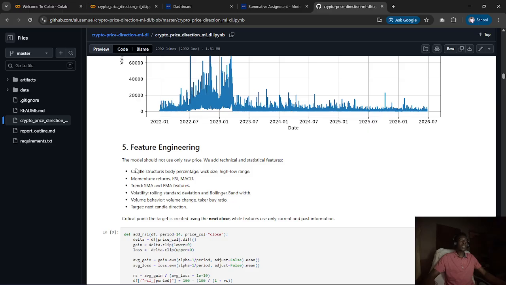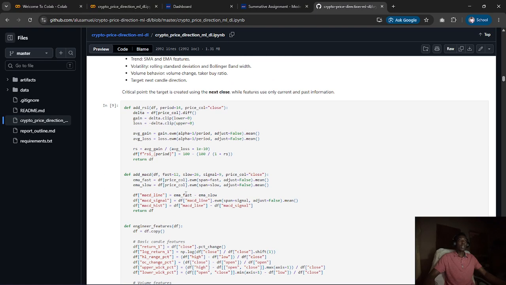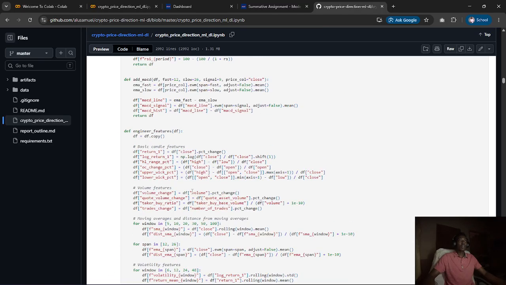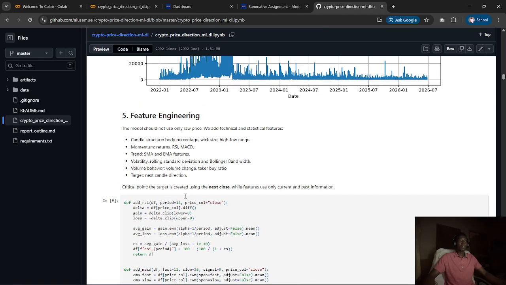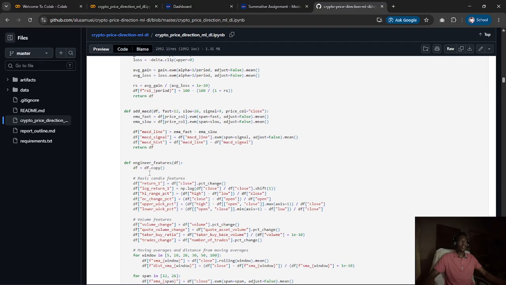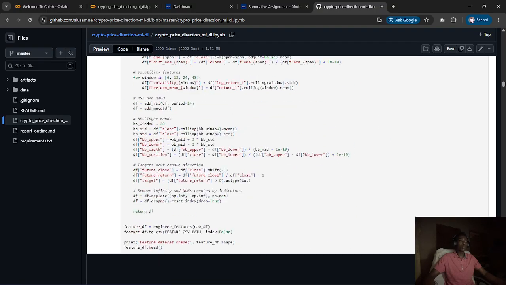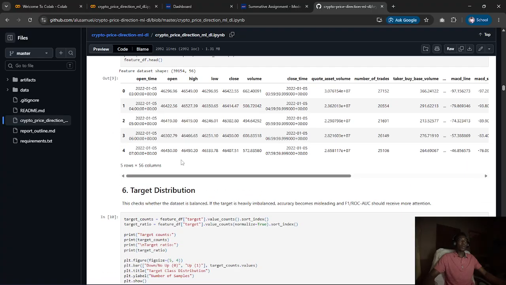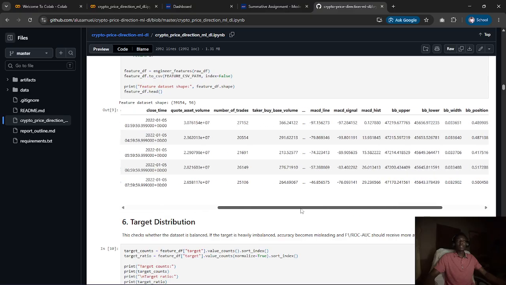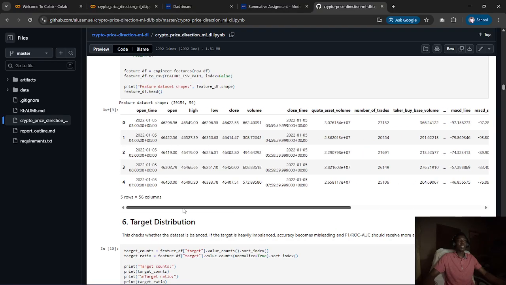Then the feature engineering here, you can see the model should only use raw price. We added technical and statistical features: the candle structure, momentum, trend, volatility, volume, behavior, and target. I created these functions that will help us deal with the RSI and MACD, as you can see, engineering features right here. And then we got this part that will evaluate each part.